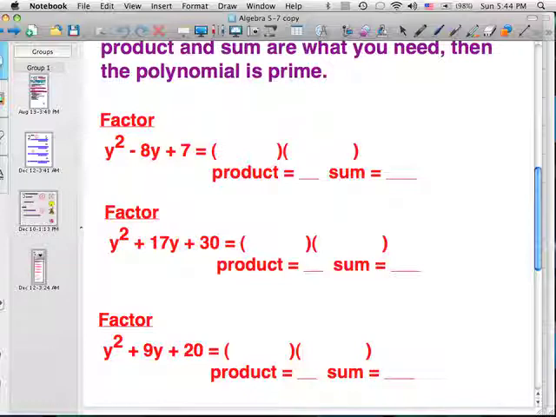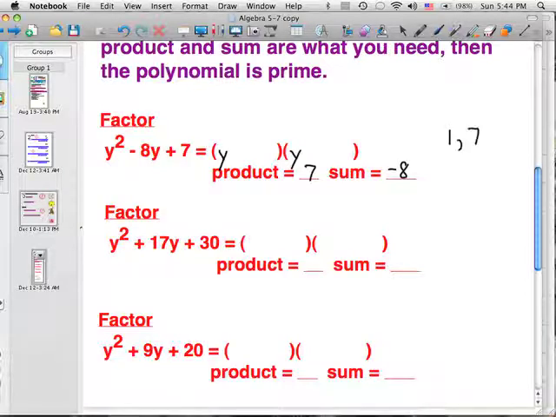So for this first example, I have y squared minus 8y plus 7. I know y squared is a perfect square, so I'm going to take the square root of that. Now I'm looking for two numbers whose product is the last term here, 7, and whose sum, the outer and inner terms when I do FOIL, comes to be negative 8.